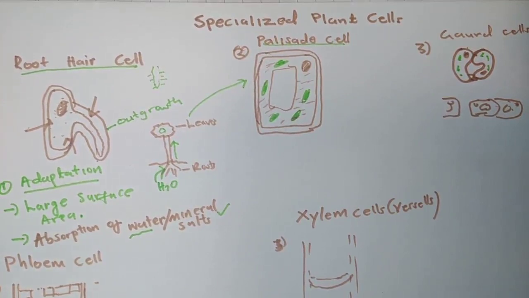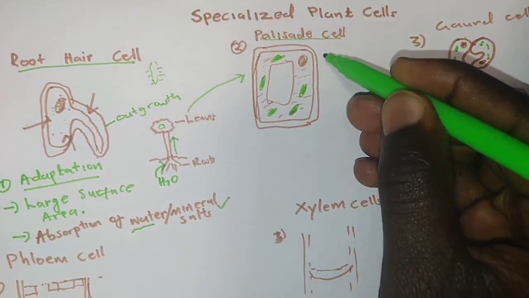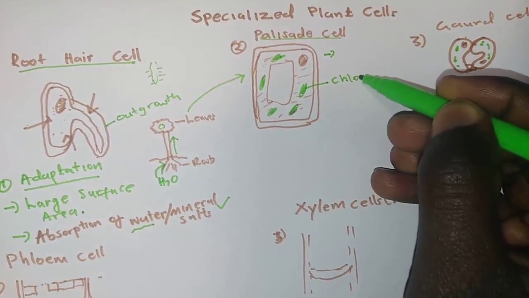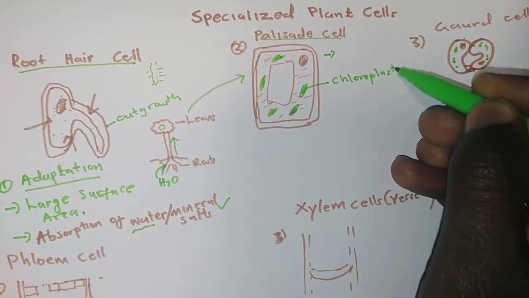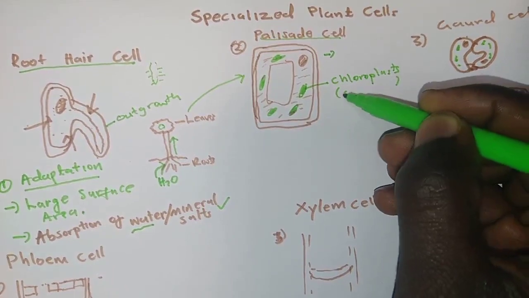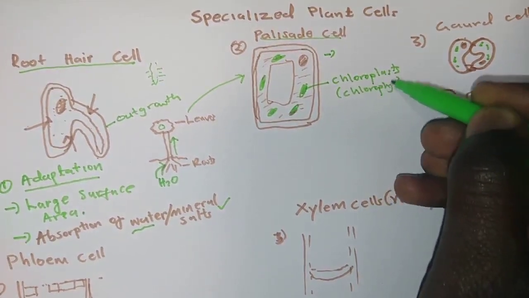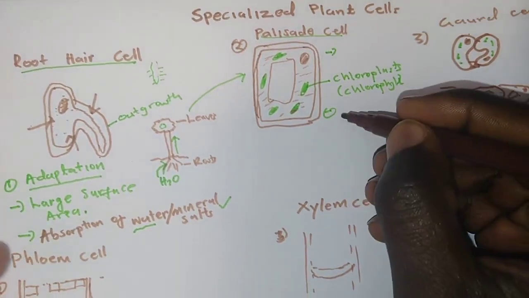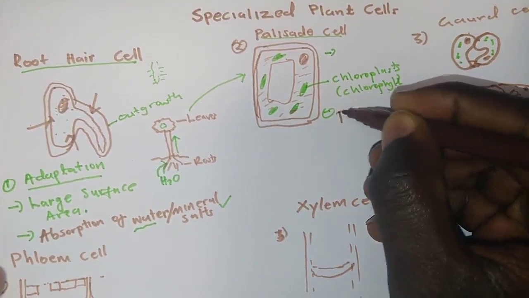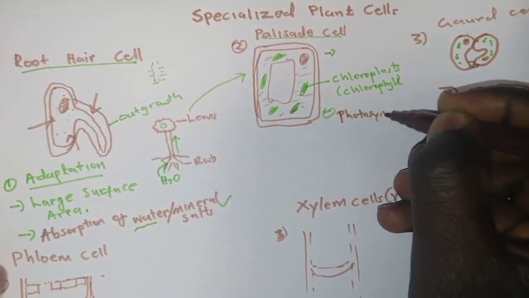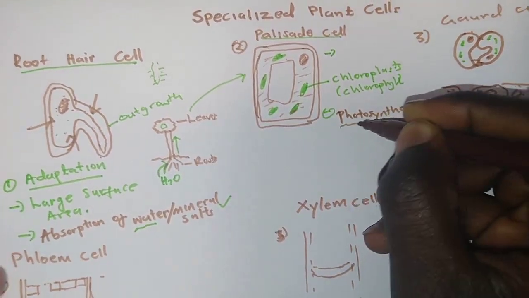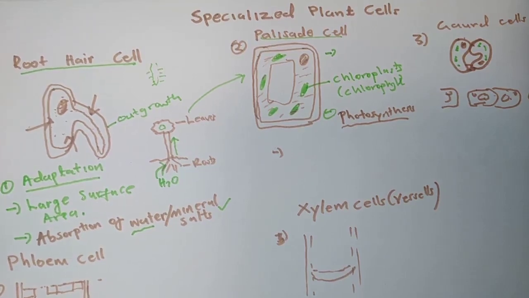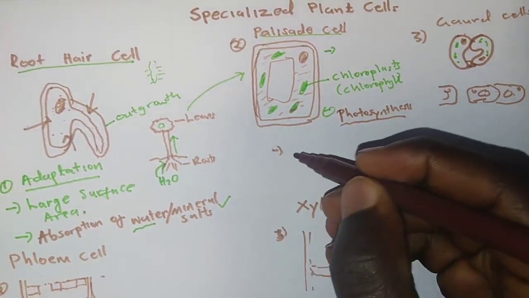Palisade cells are concentrated in the leaf of a plant, and one feature they have is these organelles we call chloroplasts. These chloroplasts contain a pigment we call chlorophyll, and this chlorophyll is important for the process of photosynthesis, a process where plants manufacture food.